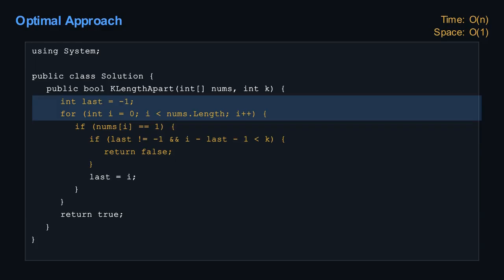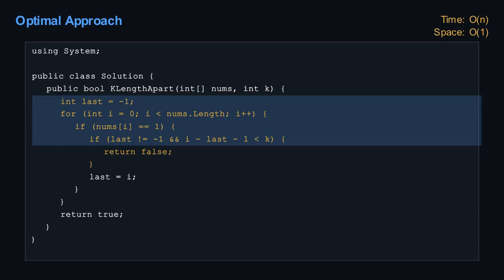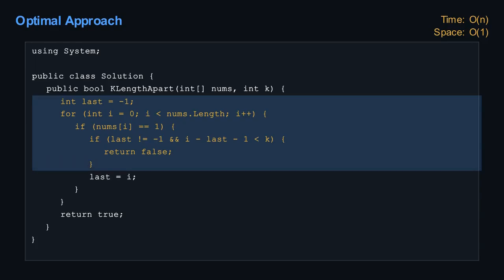As we iterate through the array, when we hit a 1, we first check if last is not the initial -1. If we have a previous one, we compute the gap as the current index minus the last index minus 1. This gives us the number of zeros between them. If this gap is less than k, we immediately return false. Otherwise, or if it was the first one, we update last to the current index and keep moving. By the end of the loop, if we never found a violation, we return true. This single-pass approach is the optimal solution.